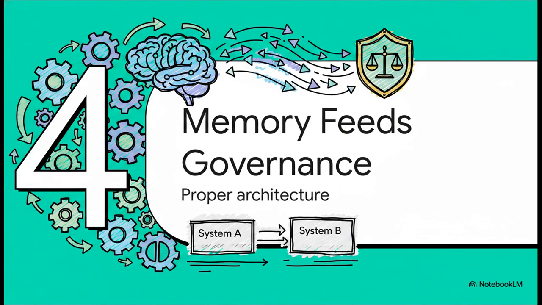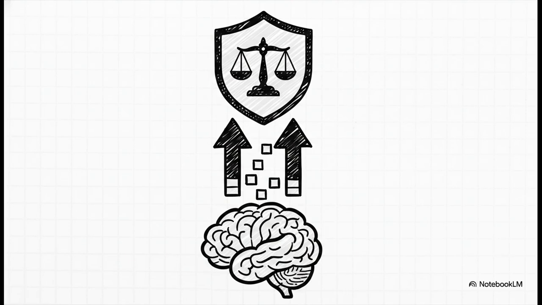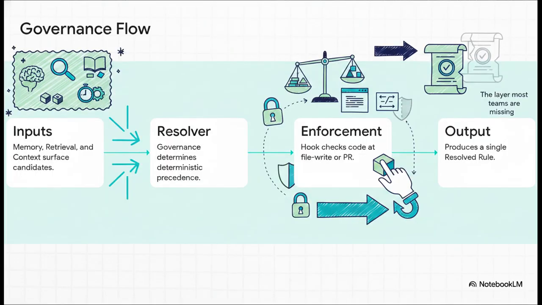Section 4. Memory feeds governance. So how in the world do we fix this? Well, it's perfectly stated right here. Memory is an input to governance, not a substitute. Don't get me wrong, memory is absolutely crucial. I mean, you can't govern rules if you don't store them somewhere, right? But it sits exactly one layer below governance in the grand scheme of things. Let's see how this builds a practical architecture.